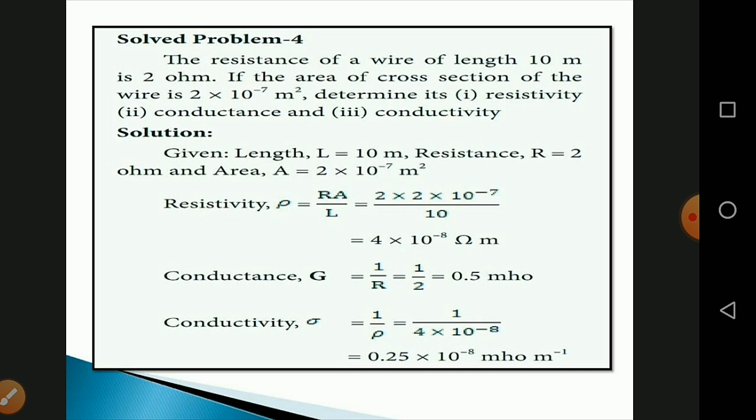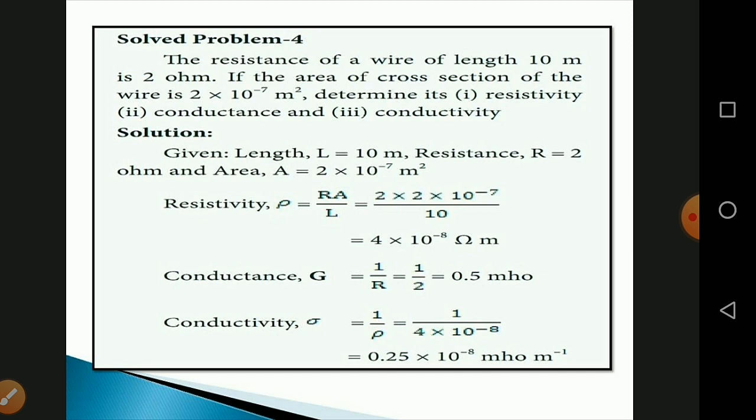So we know the resistivity formula. What is it? Rho is equal to RA by L. That means rho is equal to resistance into area of cross section divided by length. So resistance 2 into area 2 into 10 to the power of minus 7, divided by 10. The 10 in the denominator, 10 to the power of 1, goes to the numerator as 10 to the power of minus 1. So 10 to the power of minus 7 into 10 to the power of minus 1 is 10 to the power of minus 8. So 2 into 2, 4 into 10 to the power of minus 8 ohm meter.